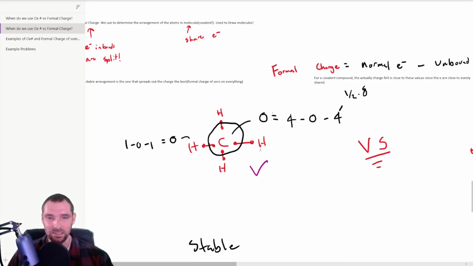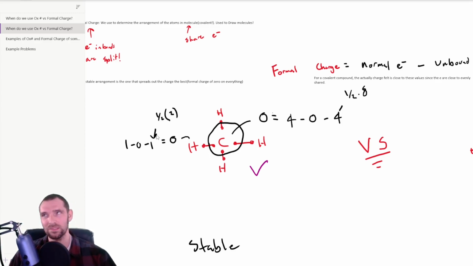So if we have CH4, the math for these guys is that you've got the number of electrons that you normally have, minus the unbound electrons, minus 1/2 of the bound electrons. So this is 1/2 times 2, because there's 2 electrons in this bond, right? And so hydrogen is neutrally charged here. That's good. We want to have things neutrally charged with formal charge, because in that sense, there's no hot spots where there's a lot of negativity or positivity in the molecule, but it's just evenly spread out.